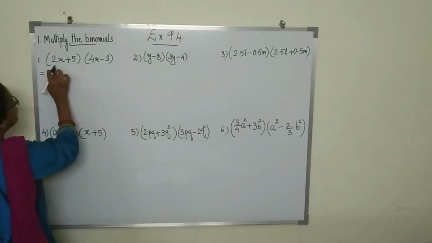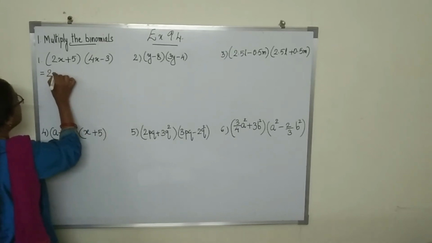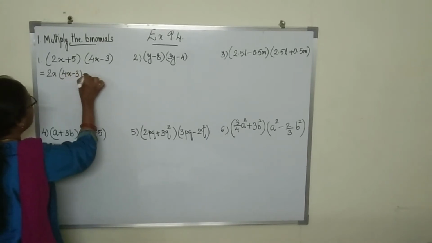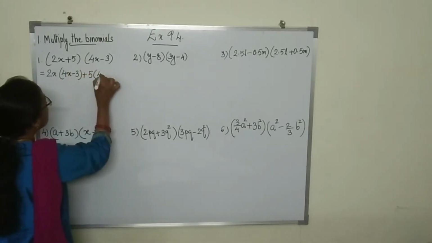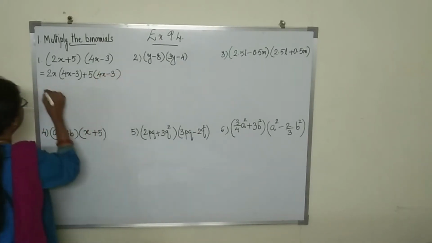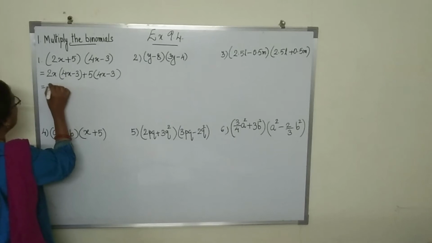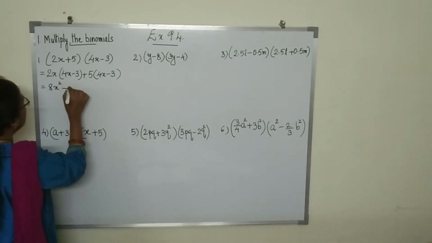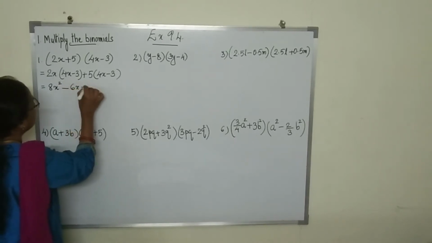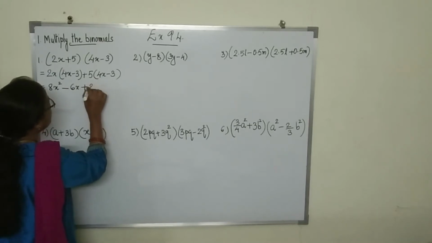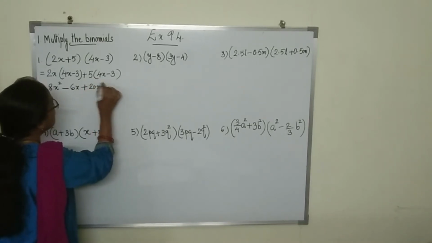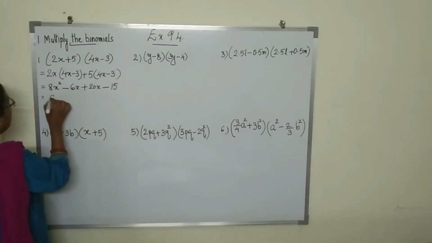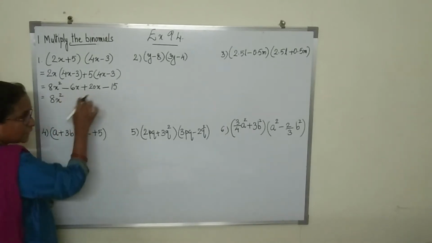So what do we have to do? First split this: 2x multiplied by 4x minus 3, plus 5 into 4x minus 3. So when we open the bracket, 2 4s are 8x square, minus 2 3s are 6x, plus 5 4s are 20x, minus 5 3s are 15. So here 8x square stays as it is because there is no other x square term.